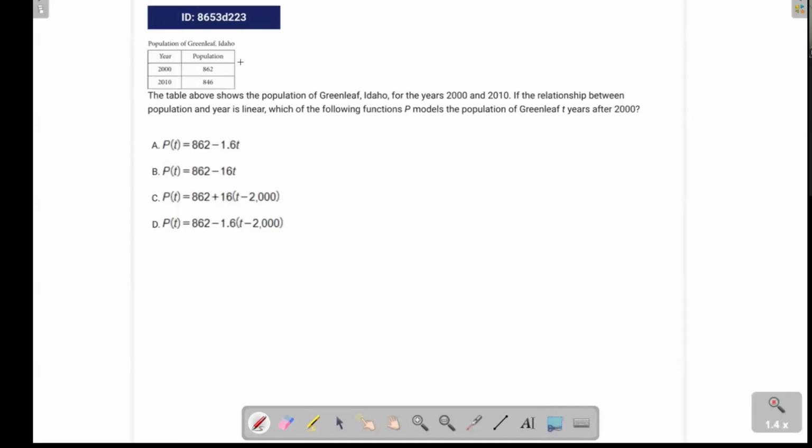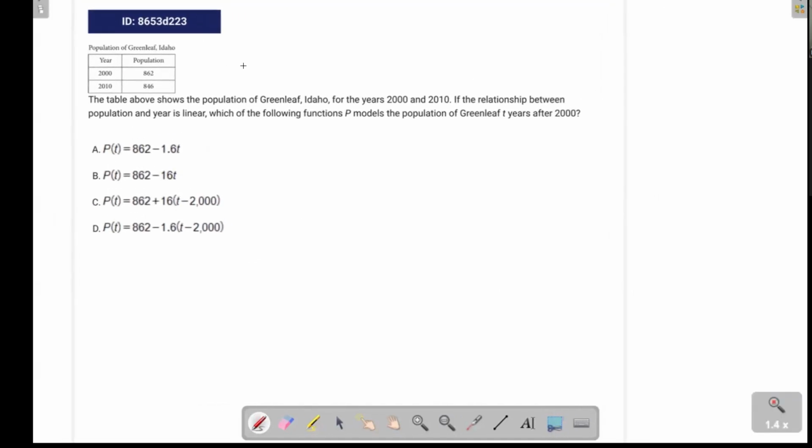All right. So this next one, we're given a chart with population of Greenleaf, Idaho. The table shows the population of Greenleaf, Idaho for the year 2000 and 2010. If the relationship between population and year is linear, which of the following functions P models the population of Greenleaf T years after 2000?